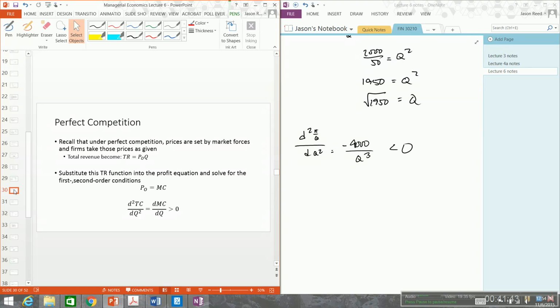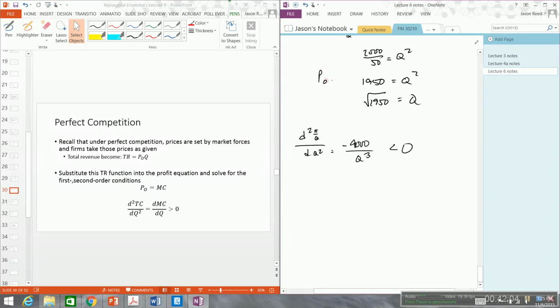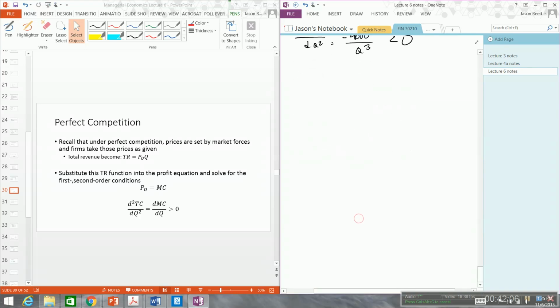So we now can look at very, very specific circumstances of competition levels. So we're going to start with perfect competition. Recall that under perfect competition, prices are set by market forces, and the firm takes those prices as given. And essentially what comes out of this is that prices being fixed to some level gives us some really interesting information.